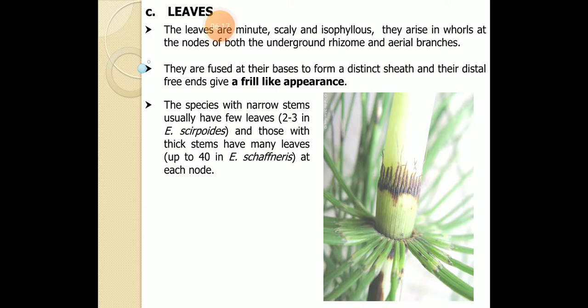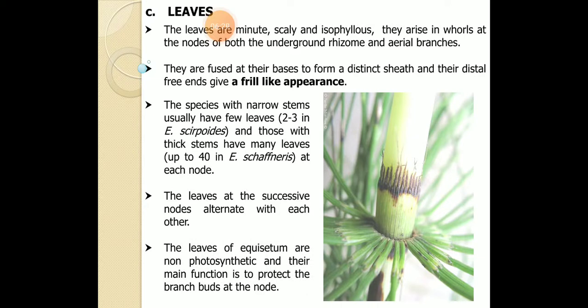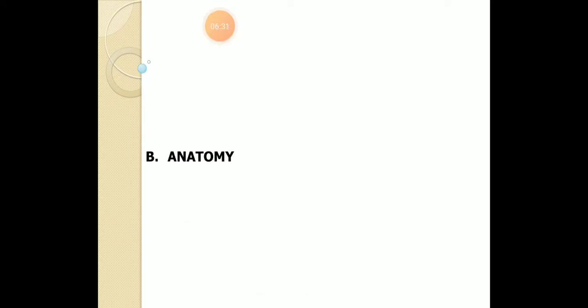The species with a narrow stem usually have few leaves, that is, 2 to 3 leaves, and those with a thick stem have many leaves. So that may vary. The leaves at successive nodes alternate with each other, and they are photosynthetic in nature.